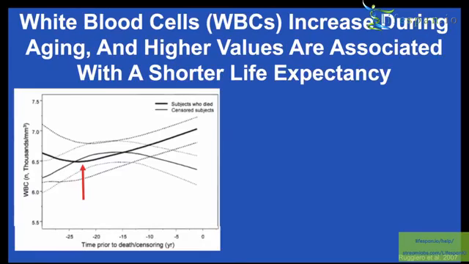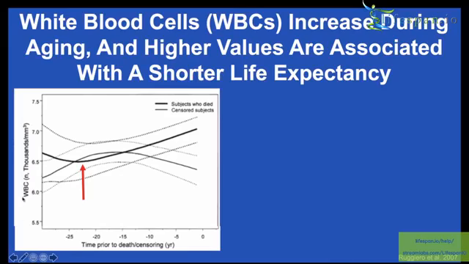So last on the list, white blood cells, which increase during aging, and higher values are associated with a shorter life expectancy. So this is data from the Baltimore Longitudinal Study on Aging, where they measured the same subjects for up to or longer than 40 years.